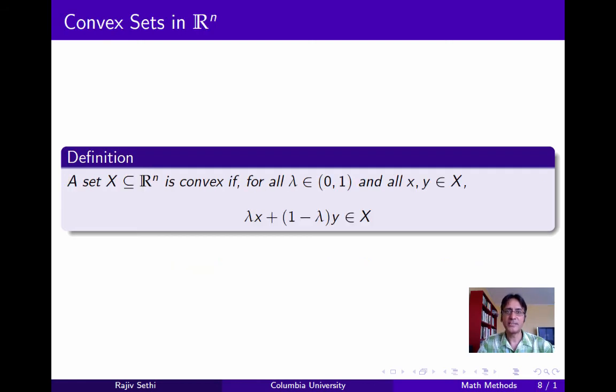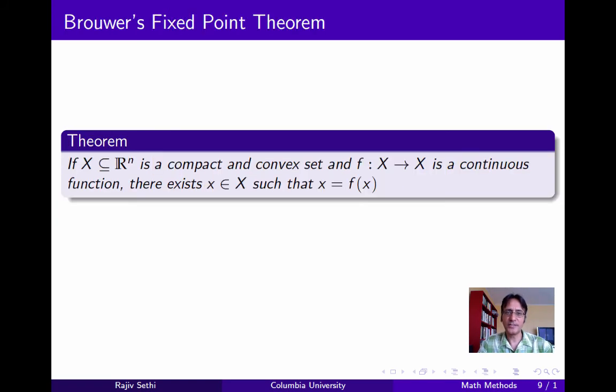Now consider the convexity of sets in Euclidean space. We say that a subset X of R^n is convex if for all pairs of elements x and y in X, the convex combination of these elements is also in X. And this brings us to Brouwer's fixed point theorem, which states the following. If X is a compact and convex subset of R^n, and F is a continuous self-map on X, then F has a fixed point. In other words, there exists some element x in X that is its own image under F.